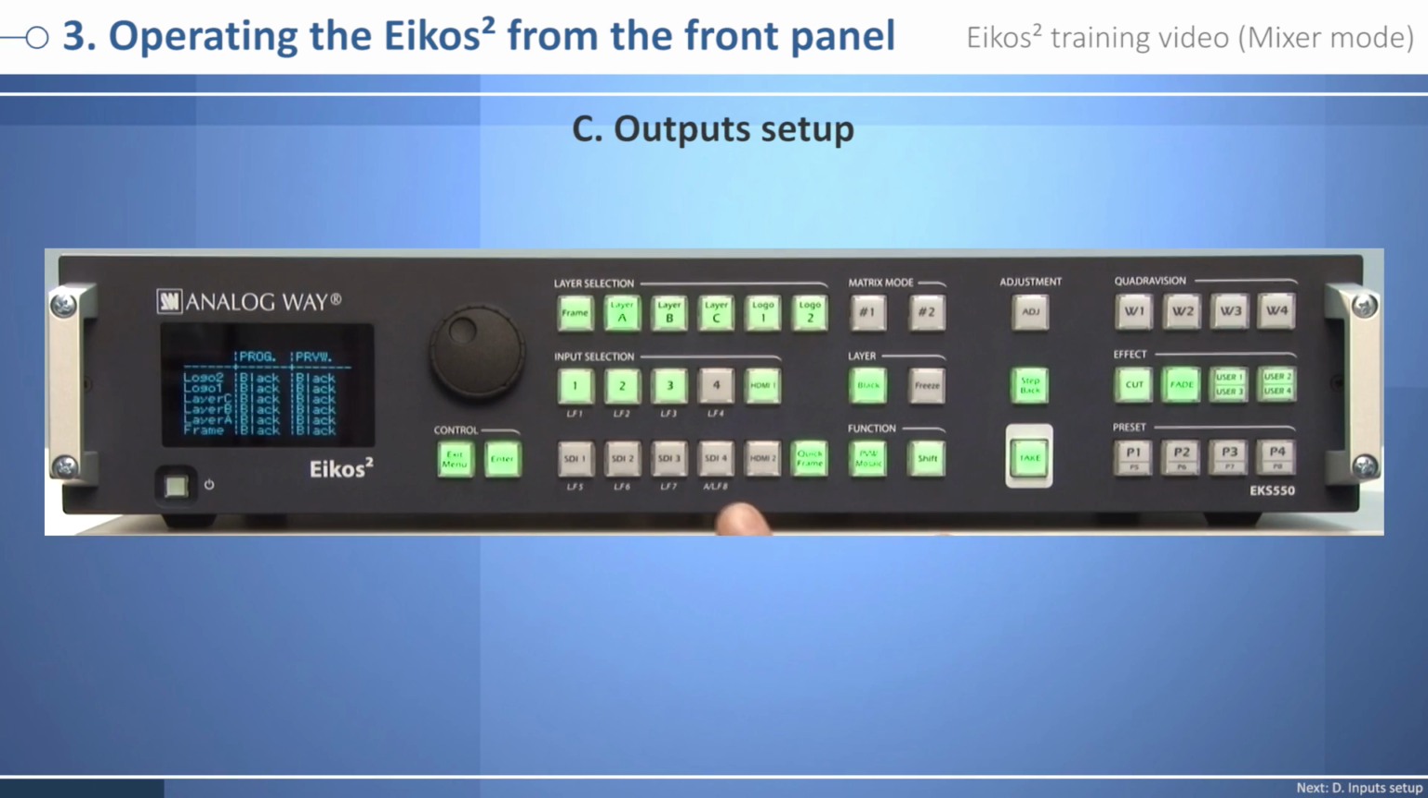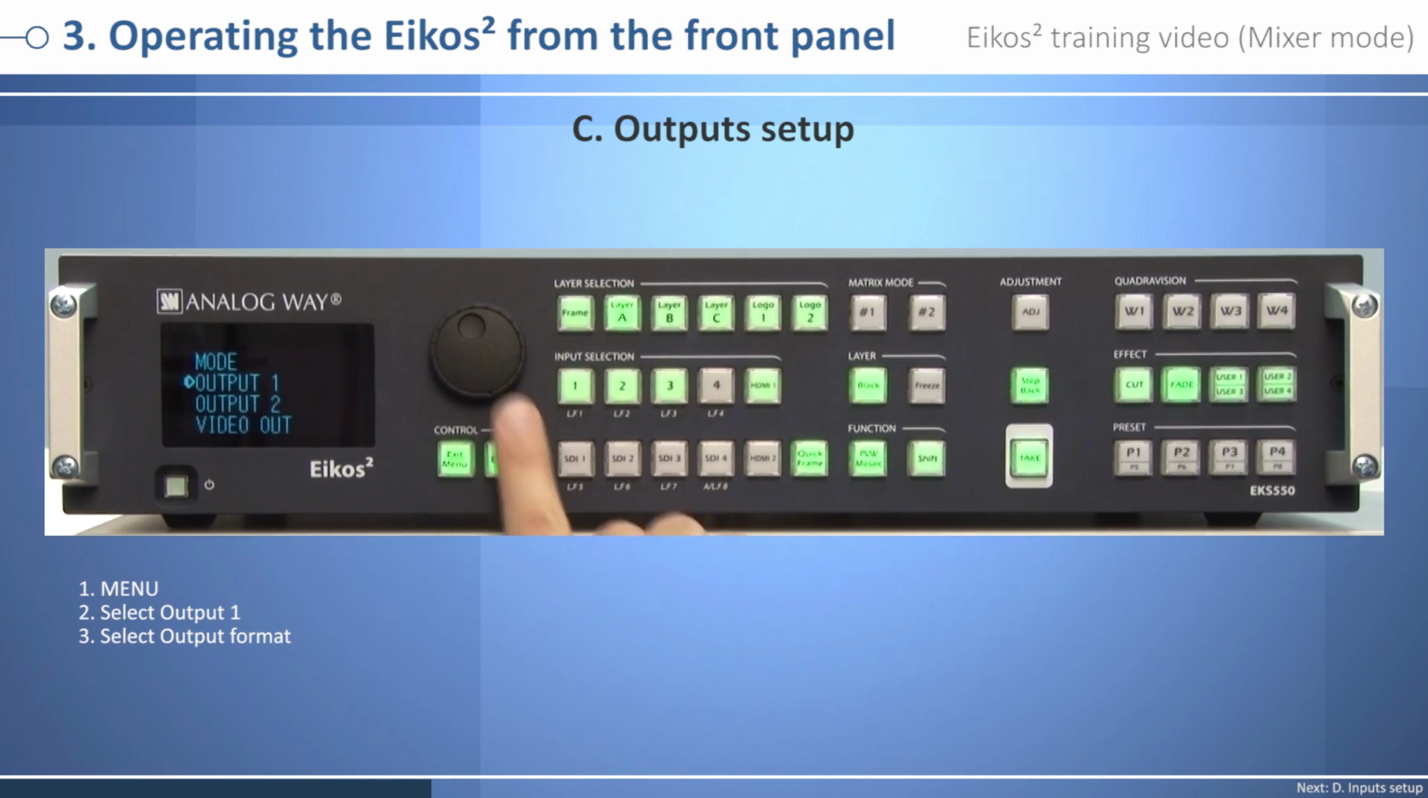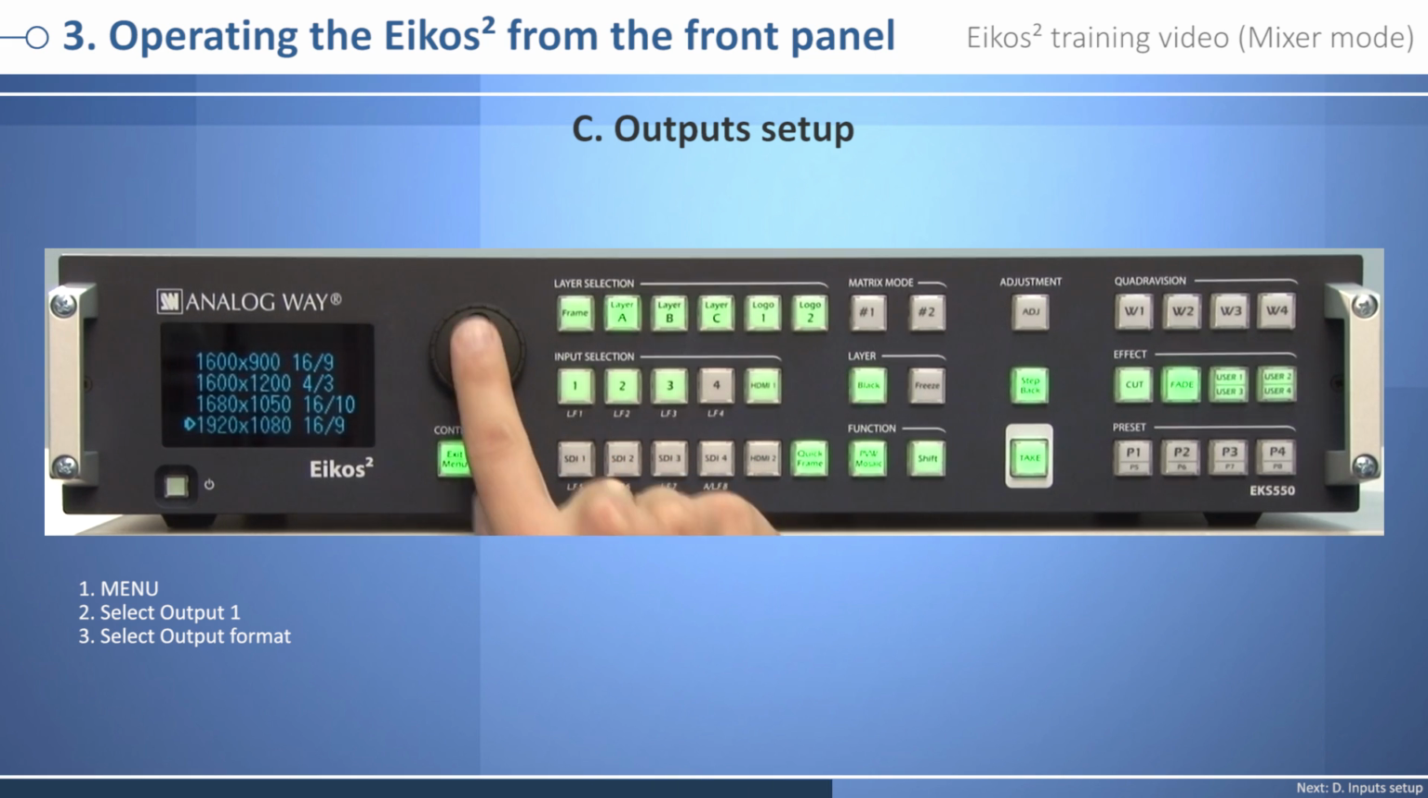Output setup. To set up the output, press Exit Menu. Select Output Number 1, Program Menu. Press Enter, choose the adapted format and rate, then press Enter. For further details on settings, please refer to the user manual.